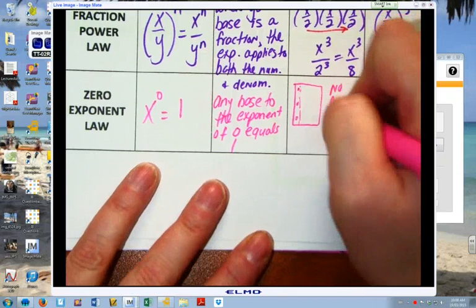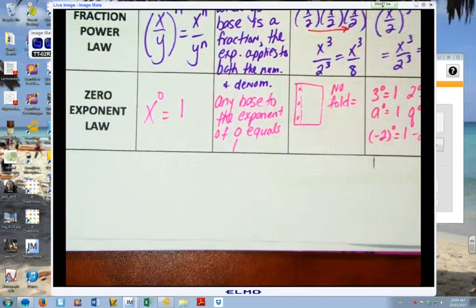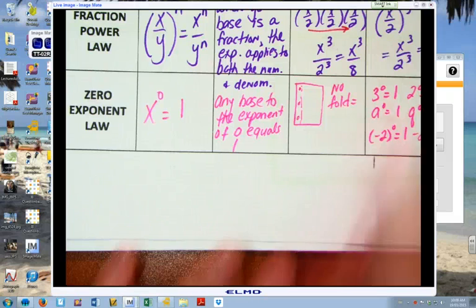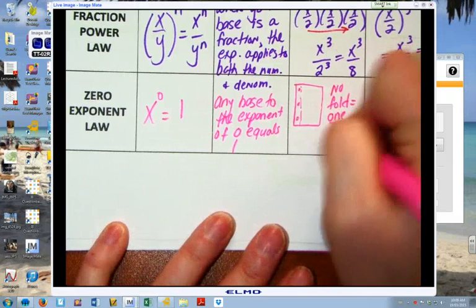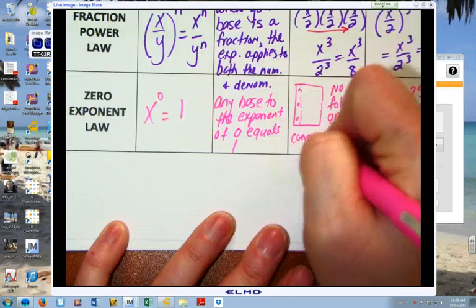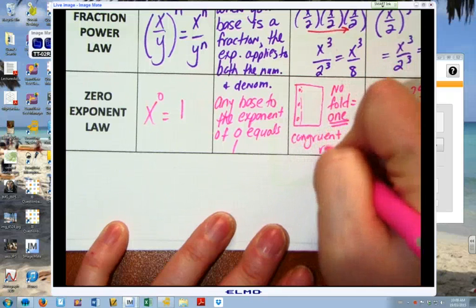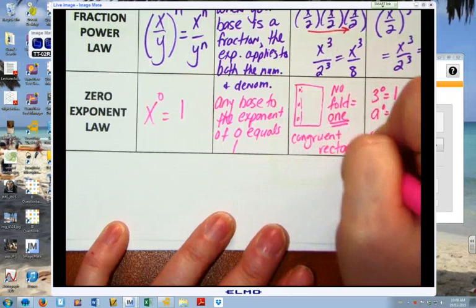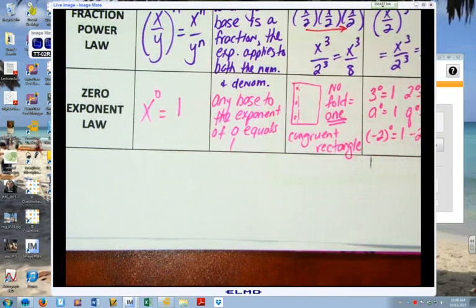So no folds equals 1 congruent rectangle. Again, your gut is going to want to put 0 because we think anything to the 0 should be 0, but you always want to picture that paper. And it doesn't matter how we begin to fold it. If we don't fold it at all, we have 1 congruent rectangle.